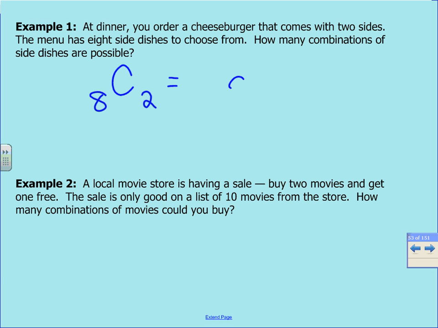Okay, so now you can ask your parents. See if they can figure that out when you're at dinner next time. If there's 8 side dishes or however many there are, well, how many options do you have for choosing 2 or 3? Okay, you can make them think. Sean?